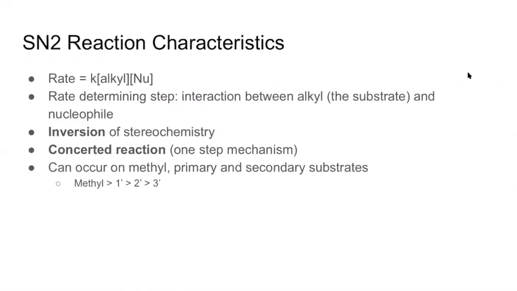So let's talk about some characteristics for SN2 reactions. The rate law here is second order, and it's equal to K times the concentration of the alkyl times the concentration of the nucleophile. So here, the concentration of whatever our nucleophile is very important because the reaction isn't going to be able to proceed without that backside attack. So for example, if I were drawing out the rate law for the SN2 reaction that I did earlier, it would be equal to K times the concentration of our alkyl, which would be this molecule, times the concentration of our nucleophile, which would be SH minus.